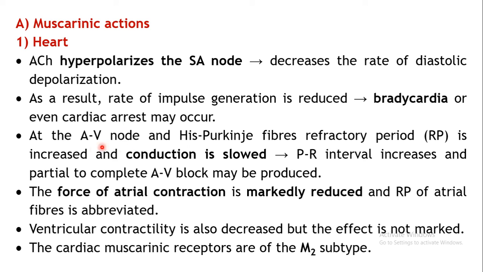Apart from that, it is also located in the conducting system, AV node, His-Purkinje fibers. So here the conduction will be slowed down. Refractory period is increased. So as a result of this, the conduction is slowed down. Sometimes partial or even complete AV block may take place. Again, the force of atrial contraction is also reduced. We have seen that atria also contain M2 receptors, so here it causes a decrease in the force of contraction of the atria. Even ventricular contractility is also reduced, but it is not much affected.